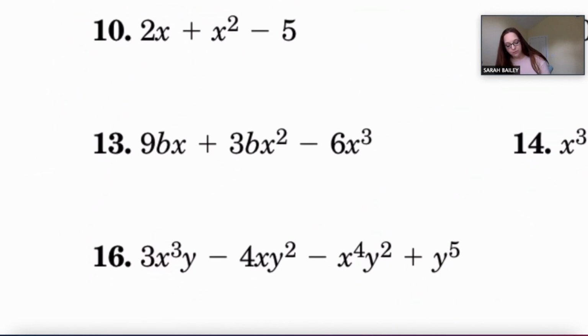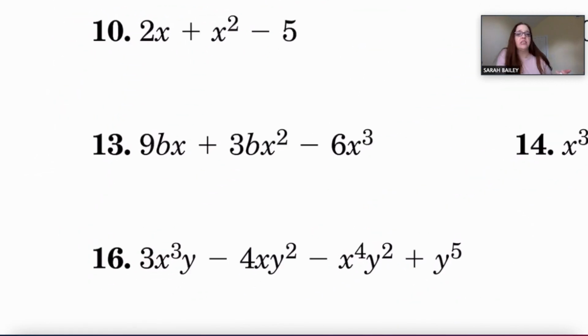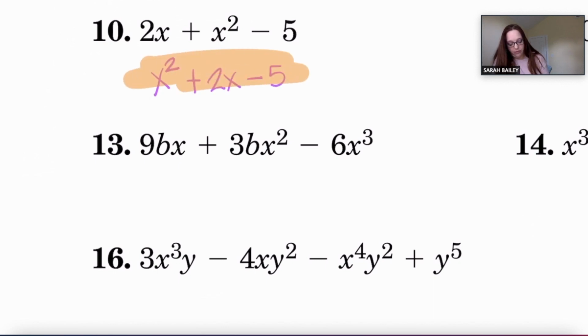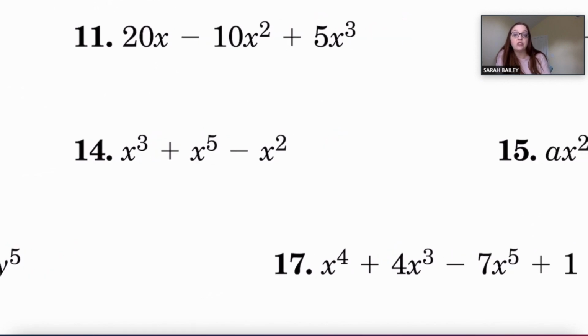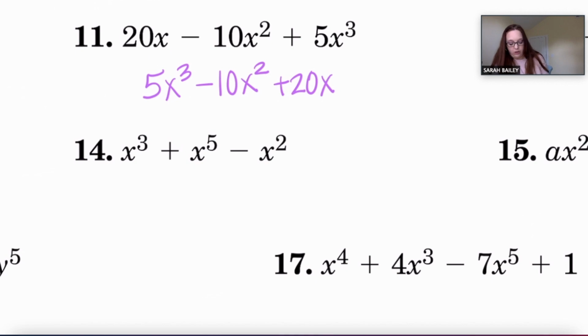So let's look at number 10. So the highest term I see right off is the x squared. There's a plus sign in front of it, so that's positive. Then the next one would be the 2x. It's positive, so plus 2x, then minus 5. Okay, so it'd be x squared plus 2x minus 5. Let's go to number 11. I see a term with x cubed, so that would be 5x cubed. Then the x squared, and it had a minus sign in front of it, so minus 10x squared. And then that 20x is positive, so plus 20x. That's it. Let's do one more.